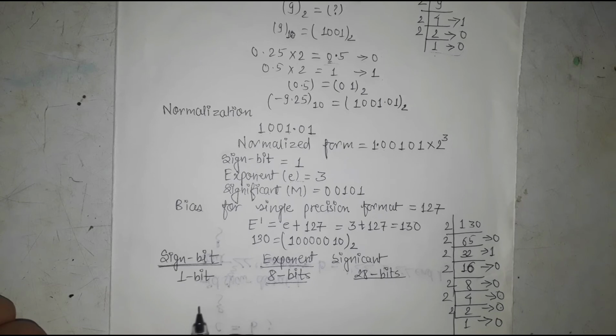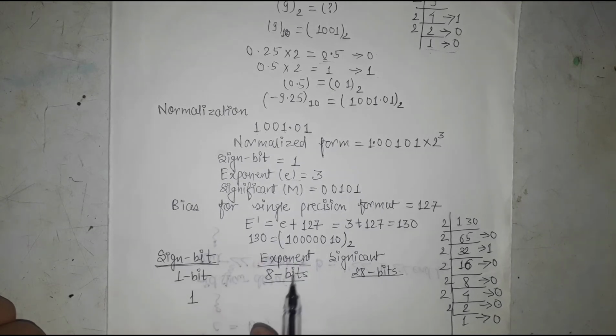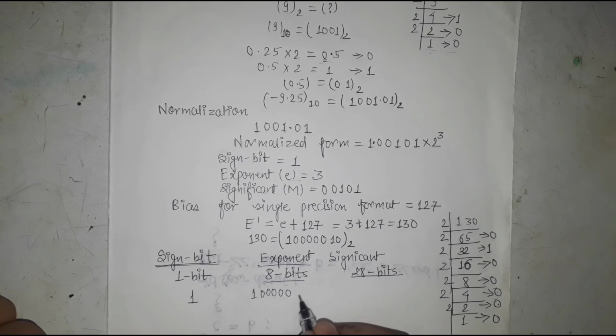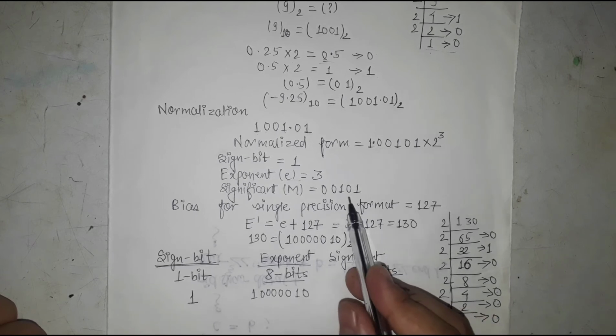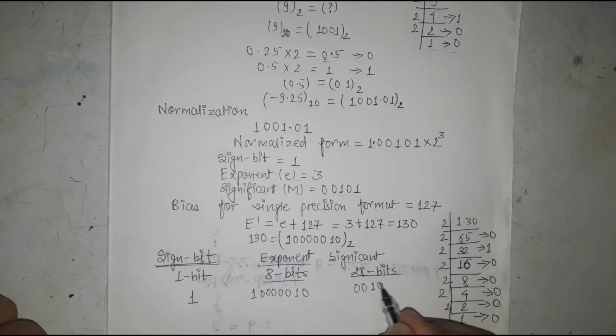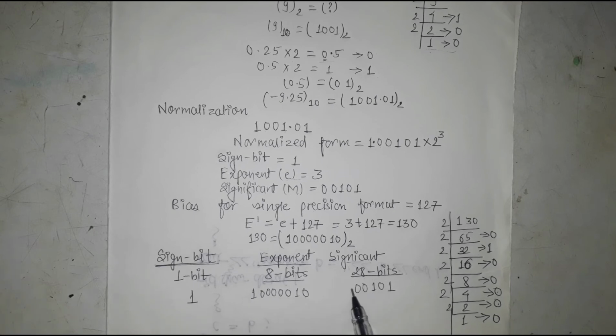Alright, so the 1 bit number, the sign bit, is 1. The final exponent should be written. So it's 1, 5 zeros, and 1 0. And then for the significand, we have 0, 0, 1, 0, 1. Alright, so you can count it: 1, 2, 3, 4, 5, 6, 7, 8. It is composed of 8 bits. You can make it 23 bits by adding zeros in the front, but that's really not necessary. So we have finally represented the given number, that is minus 9.25, in single precision format.